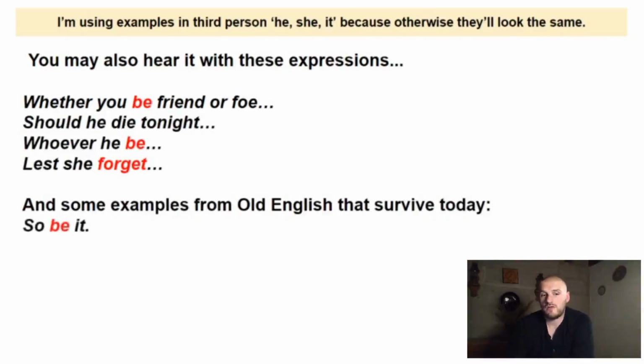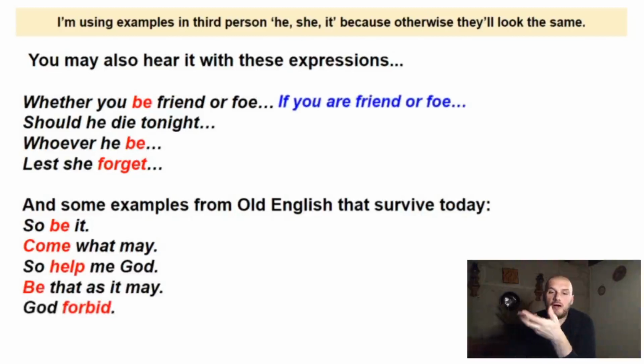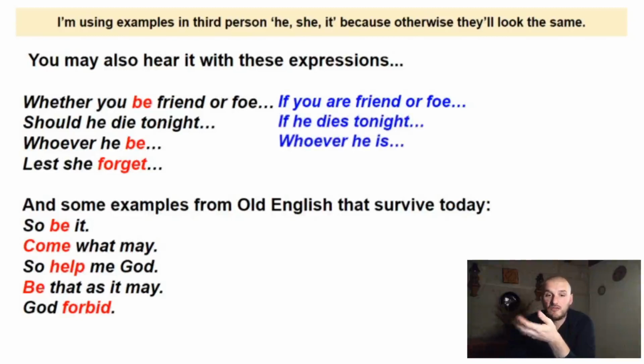Que así sea, so be it. Come what may, venga lo que venga. So help me God, be that as it may. God forbid. These are all examples of the subjunctive. Their normal sentence would be like this, right? If you are a friend or a foe, if you are a friend or an enemy. Should he die tonight? If he dies tonight. Whoever he be, whoever he is, right?